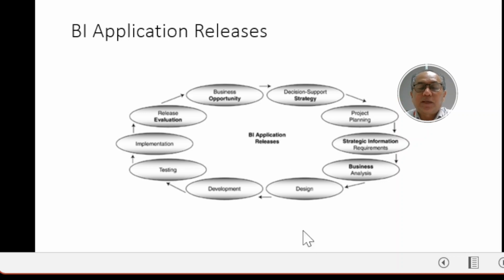So we can see here it starts with business opportunity. So it is more of decision support strategies, cross-organizational decision support strategies. We do project planning, and then we identify the strategic information requirements that we need to apply, and then we do business analysis. The emphasis is on business analysis compared to system analysis, and then we make decisions. We design, and then we develop the system, we test the system, we implement the system, and periodically we do release evaluation, and iteratively we upgrade the system from time to time.